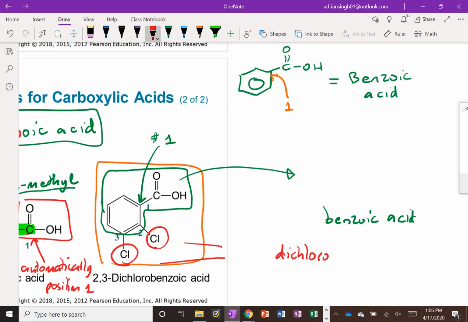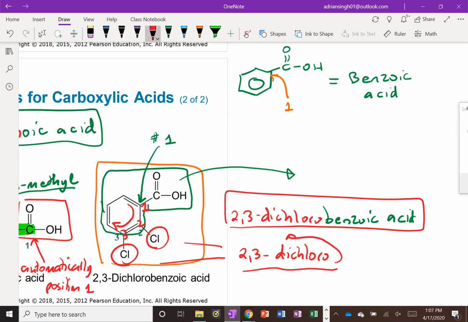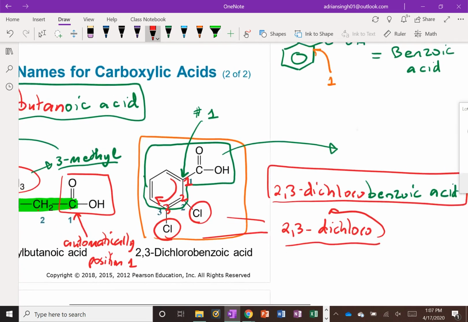So in this case, we want to number the ring going clockwise, right? So if this is carbon 1 over here, this will be 2, and that's 3. So we have a 2,3 dichloro, and then we insert that in front. So 2,3 dichlorobenzoic acid. All right, so again, the naming system is systematic.